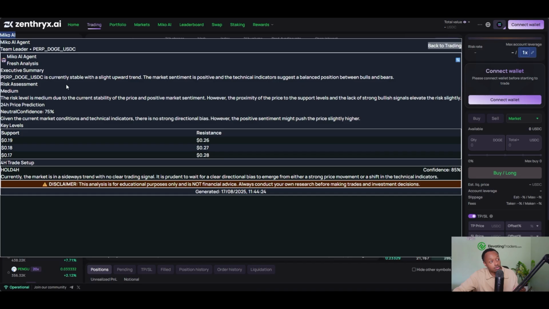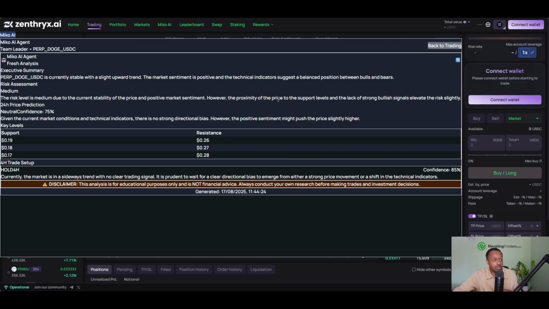So this is the summary that it does provide. At the moment, it's very heavy on the text, but we are looking to update and provide more advanced versions, something a bit more visual as well, so do stay tuned for that. But you can see here it says the dollar is currently stable with a slight uptrend, the market sentiment is positive, and the technical indicators suggest a balanced position between bulls and bears. So it's quite neutral at the moment here. Risk assessment, medium. The risk is medium due to the current stability of the price and positive market sentiment.